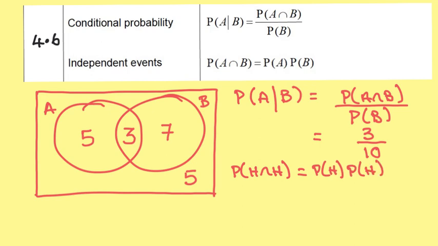If I had two different events, like tossing a coin and rolling a dice, and I want to know the probability of a tail and a 6, well, that is equal to the probability of a tail times the probability of a 6. The two events are totally independent of each other.